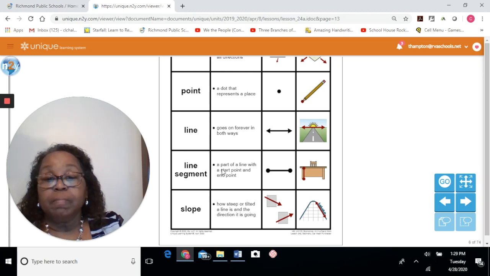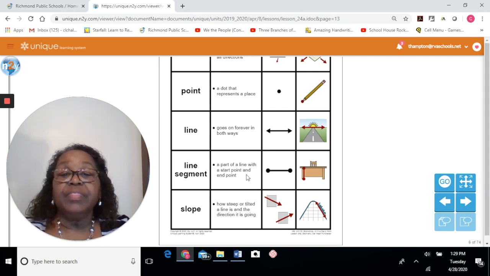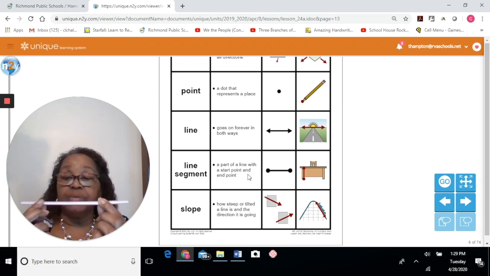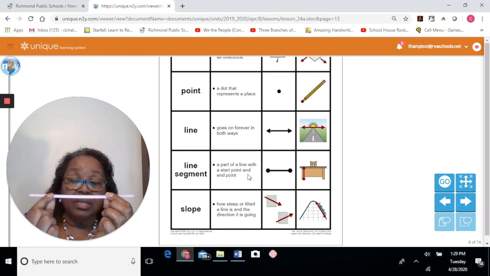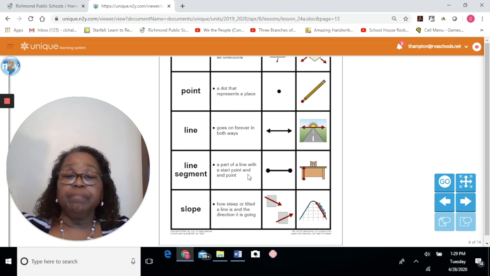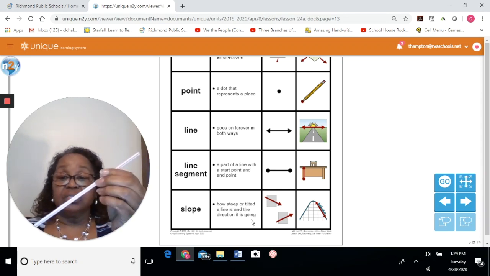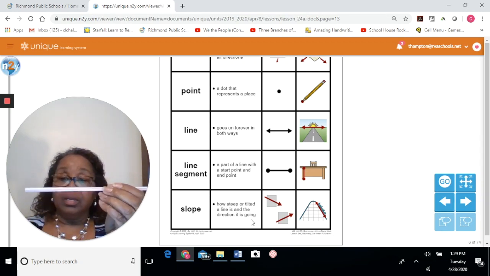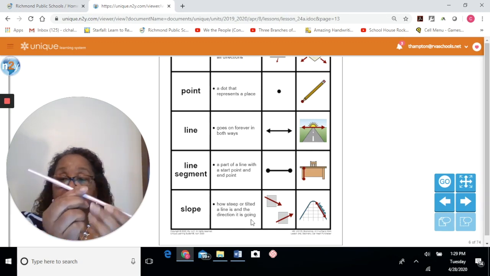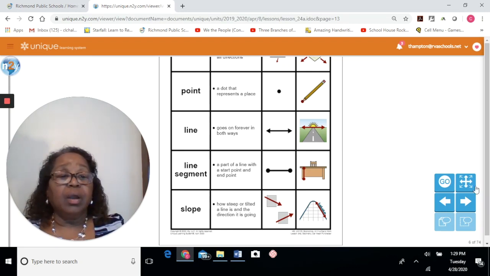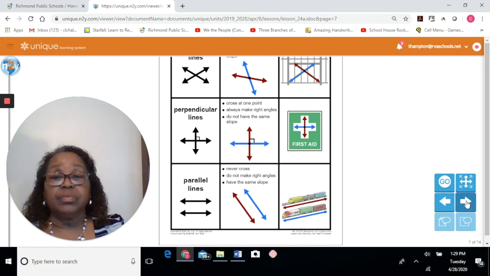A line segment, it's a part of a line with a start point and an end point. So if this is a line, then this could be the start point, this could be the end point. Now it's a what? Line segment, okay? And then we talk about slope. It says how steep or tilted a line is and the direction that it's going. So this is tilted this way, tilted that way, tilted like this. Those are slopes.